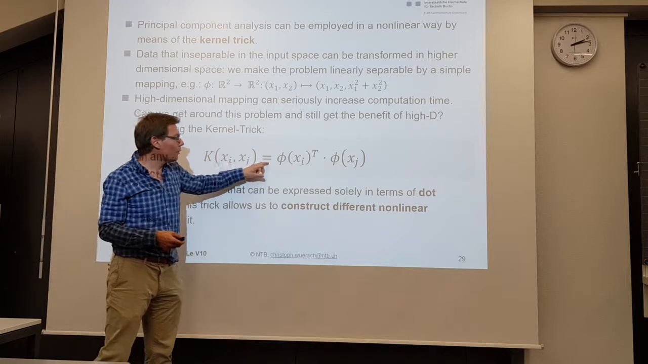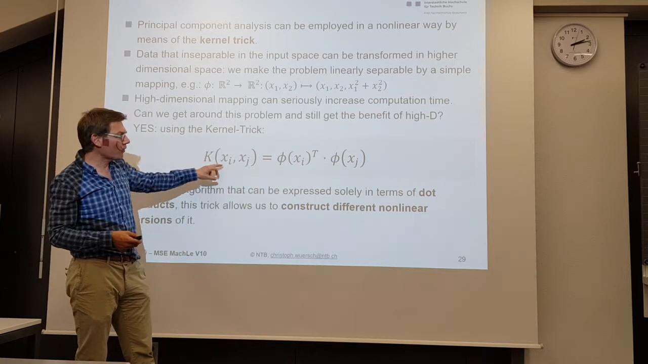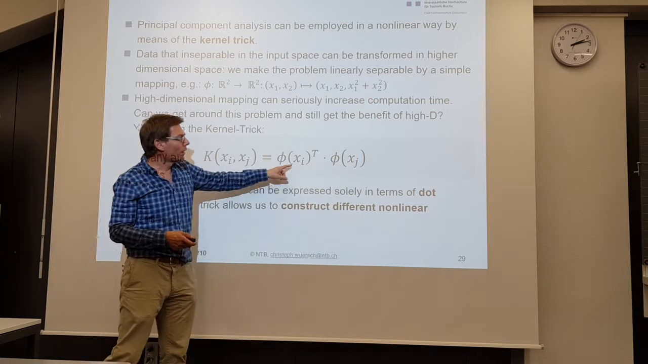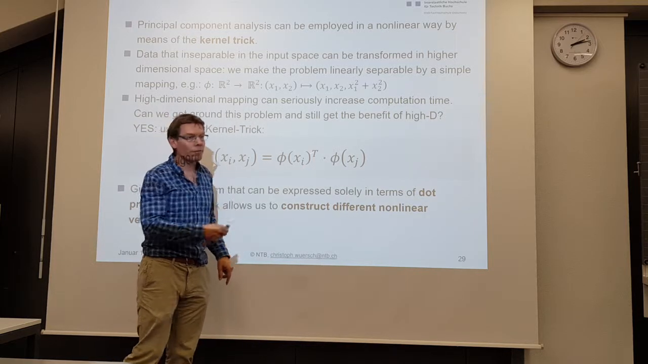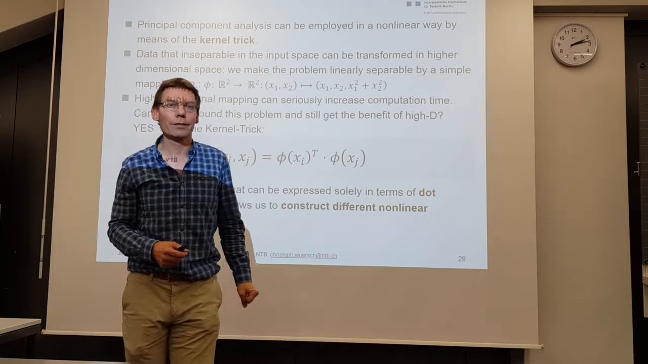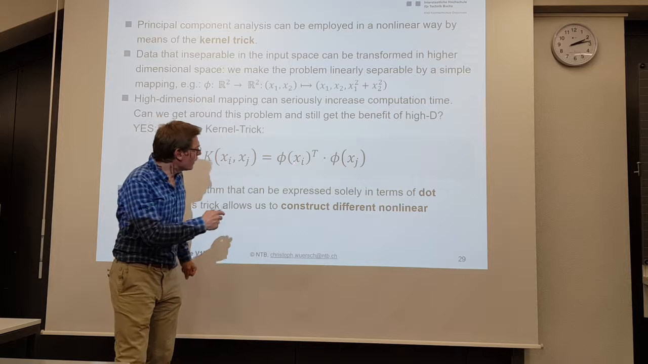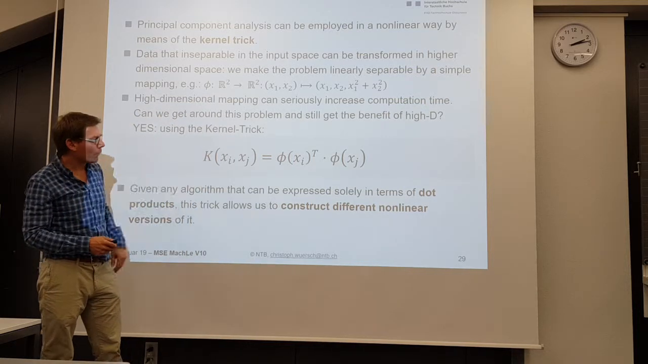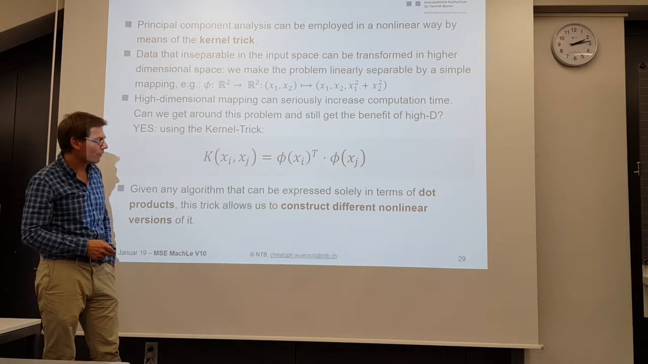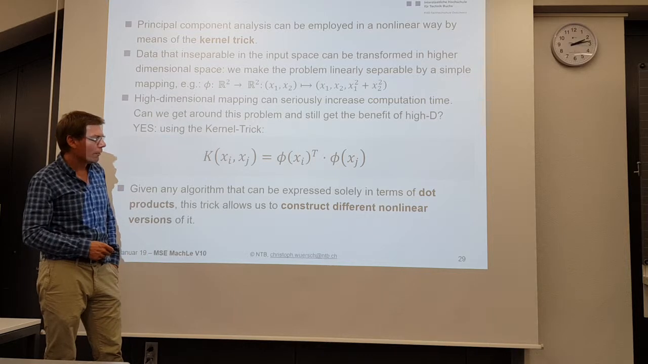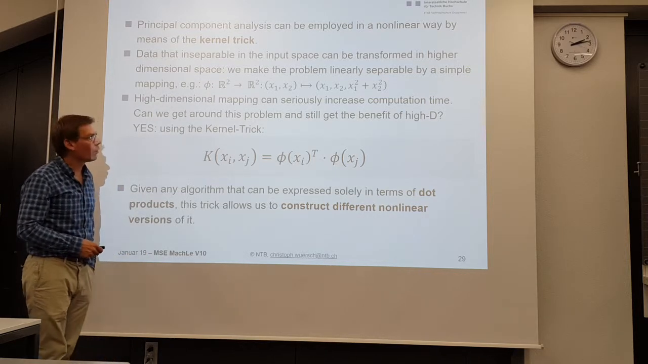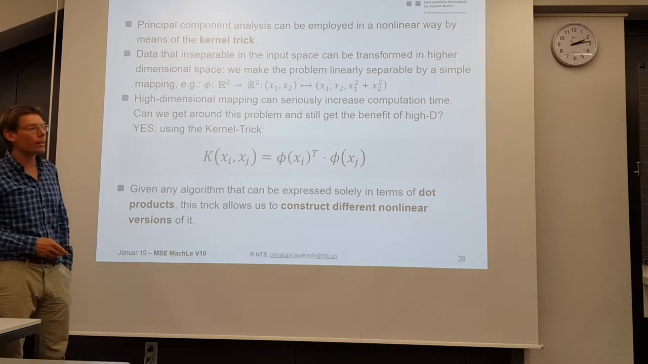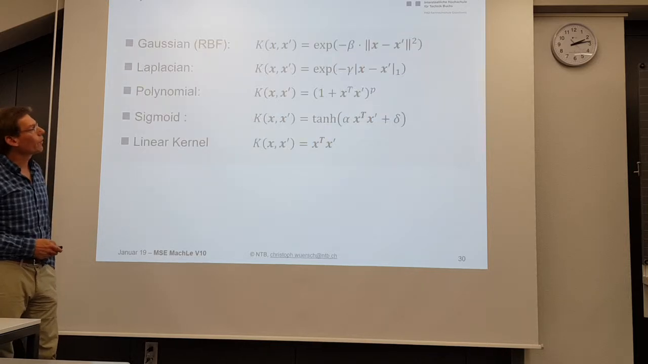And the kernel can also be seen as a matrix which is evaluated at each pair of feature vectors that we have. So it's also p-dimensional here. This is called the kernel vector. And using such a kernel trick, we can construct different nonlinear versions of the linear PCA. Let's look at how this works.